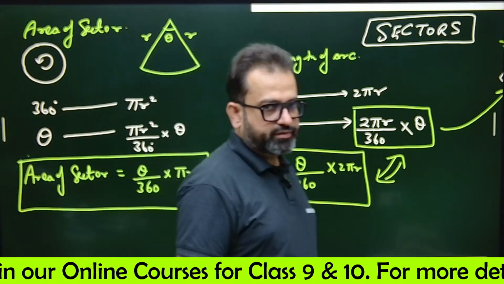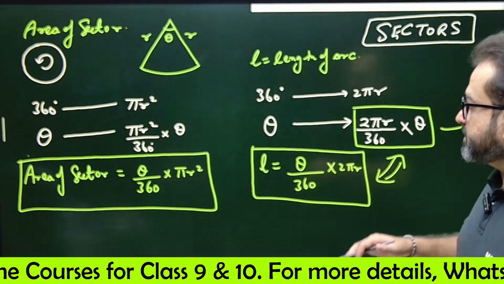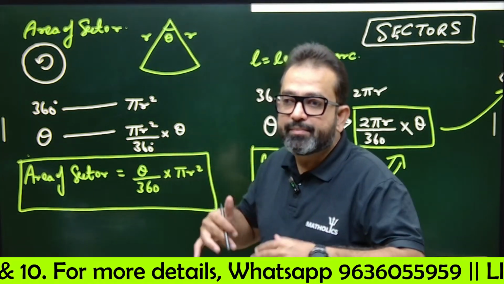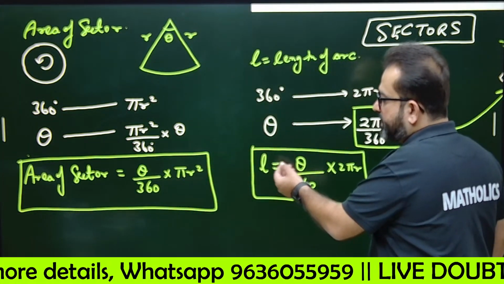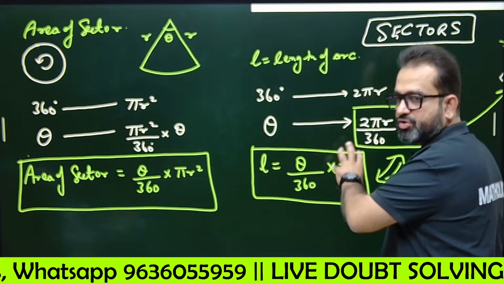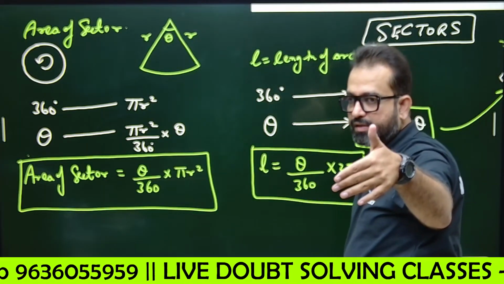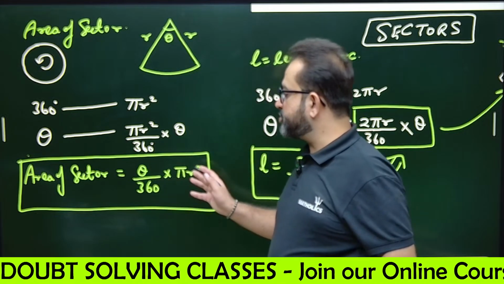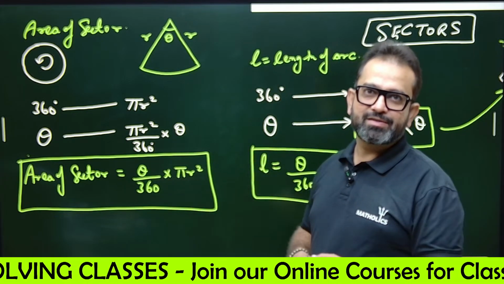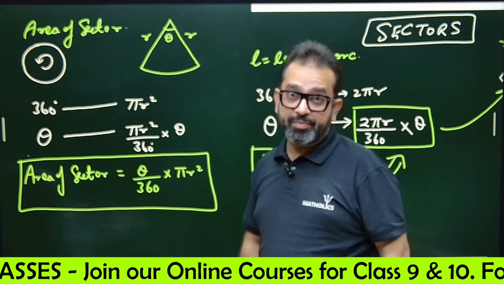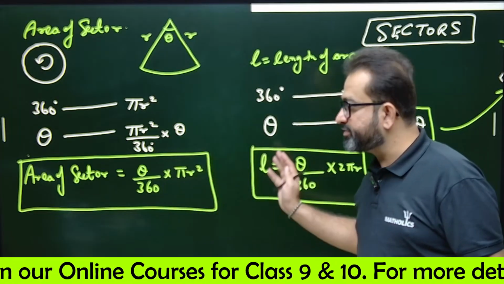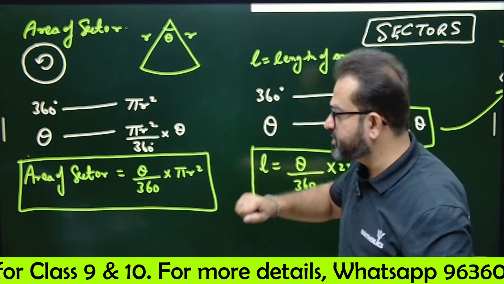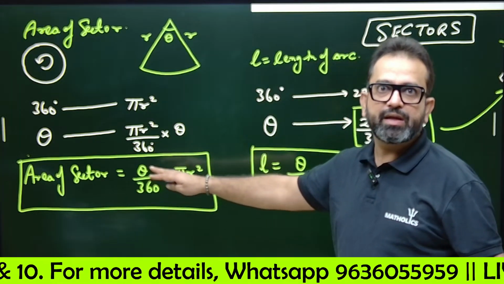Got it? See this and be attentive while applying these formulas. How to remember this? Now see. If it is length of arc, theta by 360 into 2 pi r, because 2 pi r is the length of the complete circle. If it is area of sector, theta by 360 into pi r square, because pi r square is the area of the complete circle. So theta by 360 you have to remember. For both of these formulas, which are the most confusing formulas in this complete chapter, I am telling you this is the best ever technique to remember.